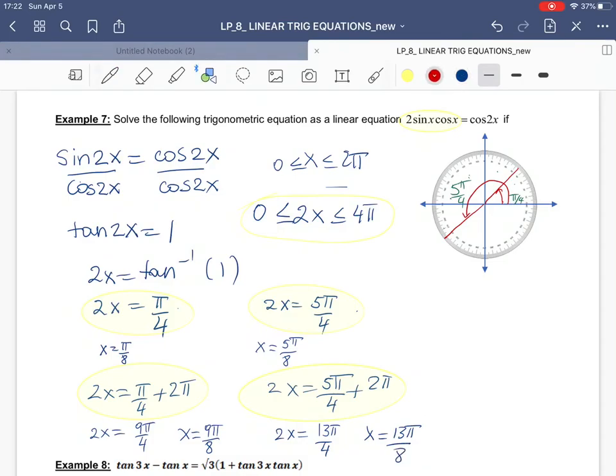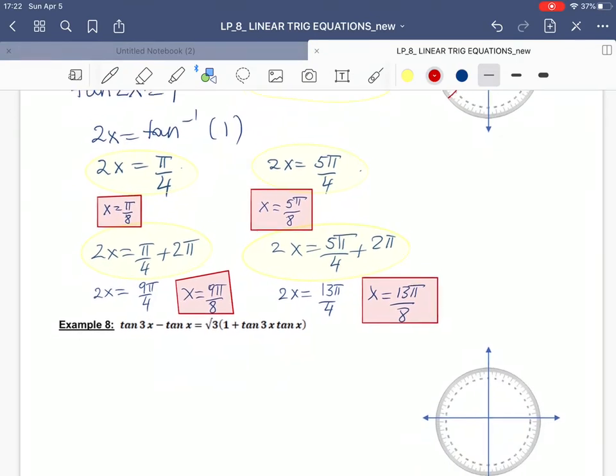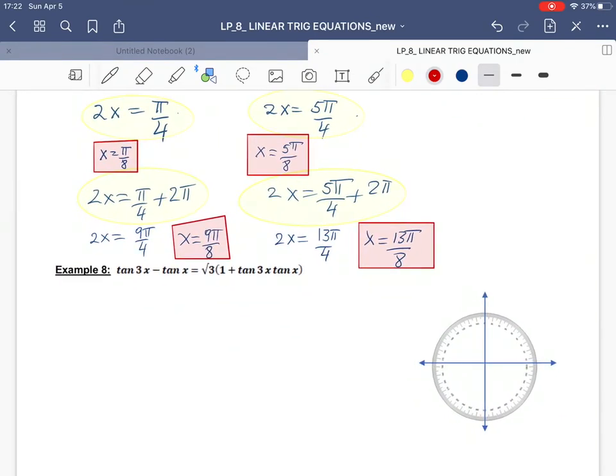So let's take a look at all our answers. So we have x equals pi over 8, x equals 5 pi over 8, 9 pi over 8, and 13 pi over 8. Beautiful, isn't it? So 4 solutions for this equation. Okay, moving on to another question.